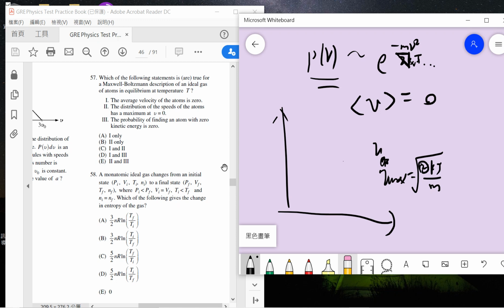And the third says that the probability of finding an atom with speed 0 is zero. Basically this means that at some particular point, but v is continuous. So if you try to find the probability at a particular speed, it is always 0.